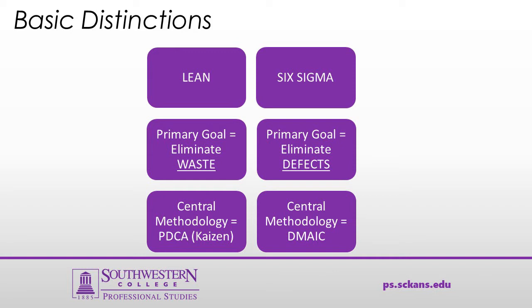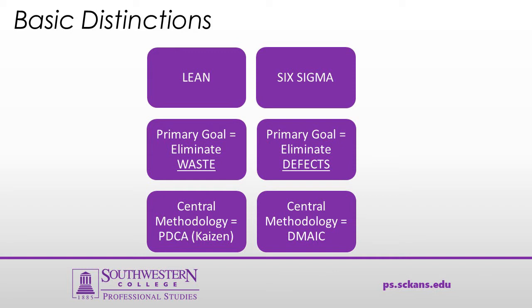And then the central methodology used within the two. I would say that Six Sigma is much more adherent and much more reliant. You must use this process here called DMAIC, D-M-A-I-C, and we'll cover what that means here in a minute. But DMAIC is the complete backbone of Six Sigma. Without DMAIC, you do not have Six Sigma.